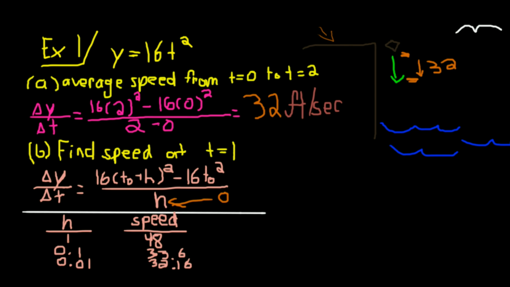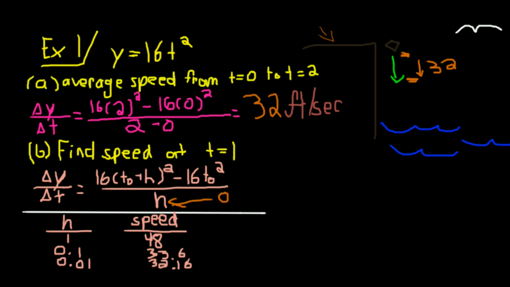If h is equal to 1, then this function will have an instantaneous speed of 48. If we try and make h get closer and closer to 0, you might see a general trend here. At 0.1 it becomes 33.6. At 0.01 it becomes 32.16, not listed here, but it is true. At 0.001 it becomes 32.016. If you can pick up on that general trend, you can see that as h tends towards 0, the instantaneous speed at this moment tends towards 32.